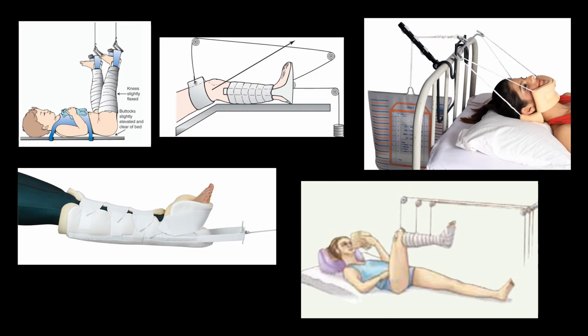There's Buck's traction, which is showing you here with the bottom left with the boot. This is typically skin traction for hip and knee contractures. There's no diversional pulleys like you see in this top middle one. We have diversional pulleys up top, where Buck's traction is just that constant pulling force from that one angle, continuous line.